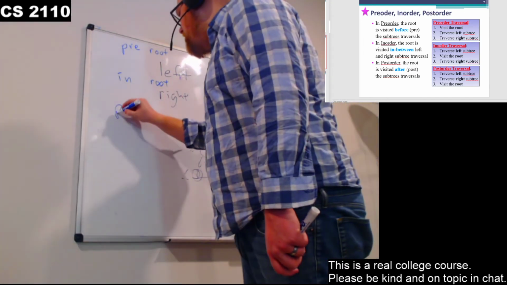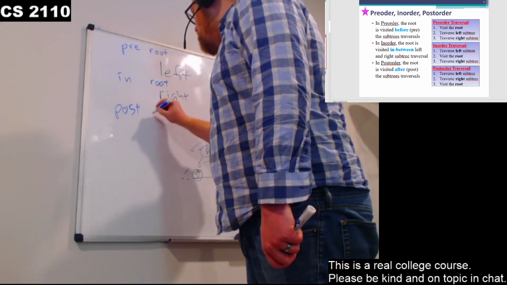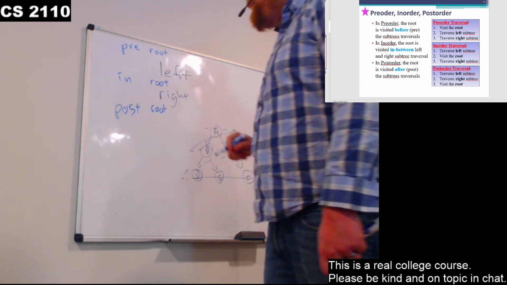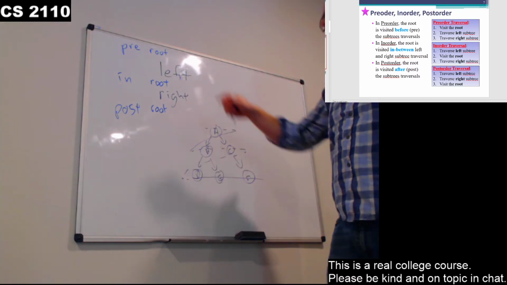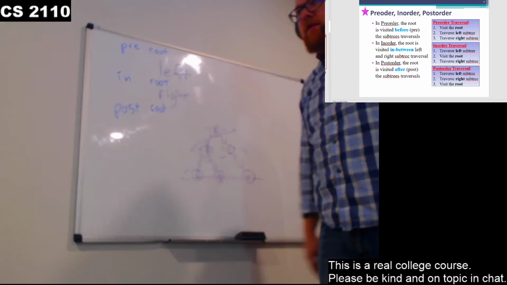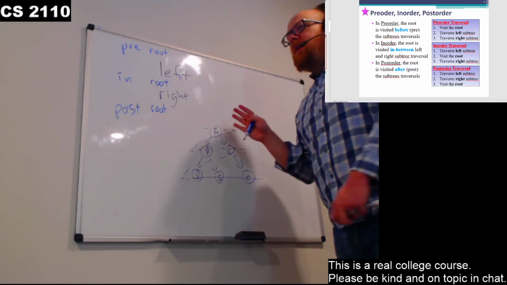And then post is root. So pre, the root comes before everything else. Post, the root comes after everything else. In, the root comes between everything. Fairly straightforward. What does this actually look like?